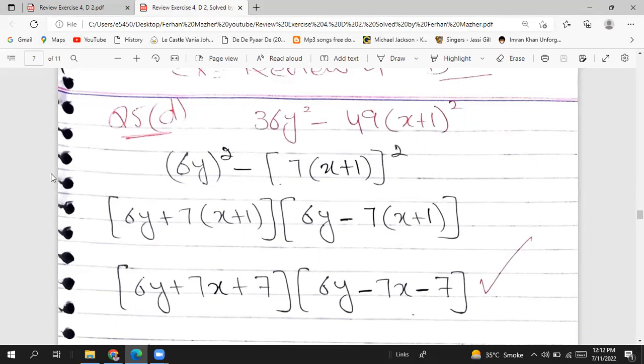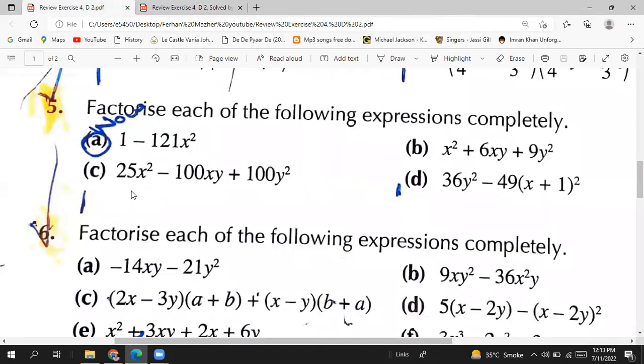So you will have a plus b, first term plus the second term. In the other bracket, you will have first term minus the second term. So you will have 6y plus 7x plus 7, and here you will have 6y minus 7x minus 7. So that's it. You can do this factorization. This was question number 5, it's D part.